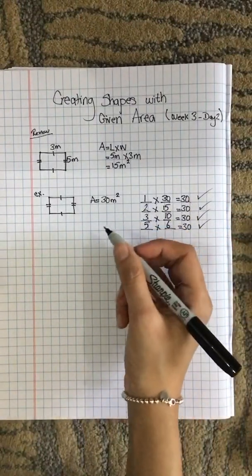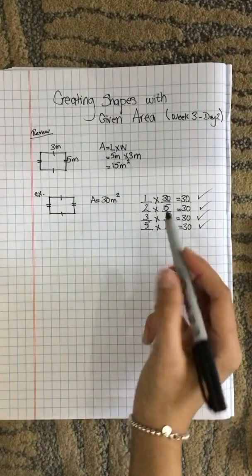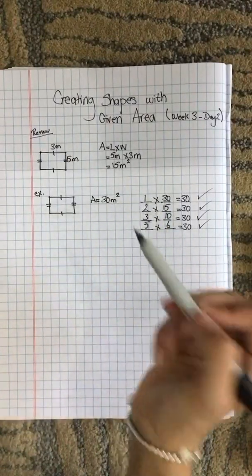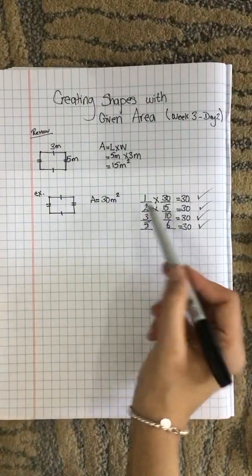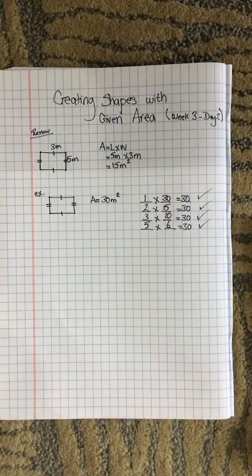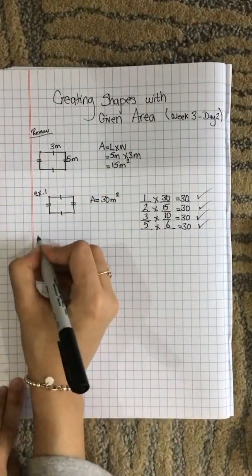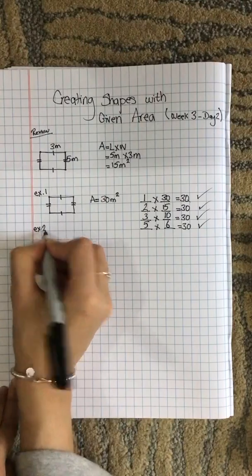So the area is always easier if you remember your multiplication facts. Any 2 numbers multiplied to give me this. Any 2 numbers that will give me the area. Let's do one more because this is easy. And then we'll do the trickier one. So example 2.